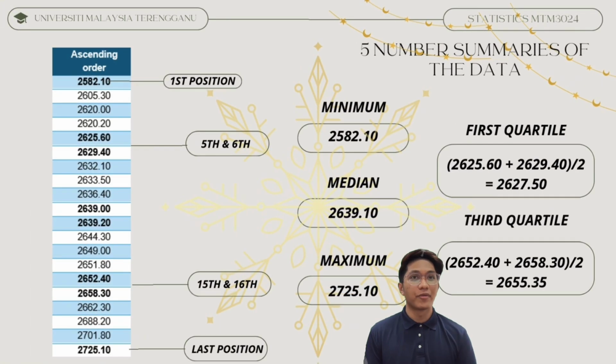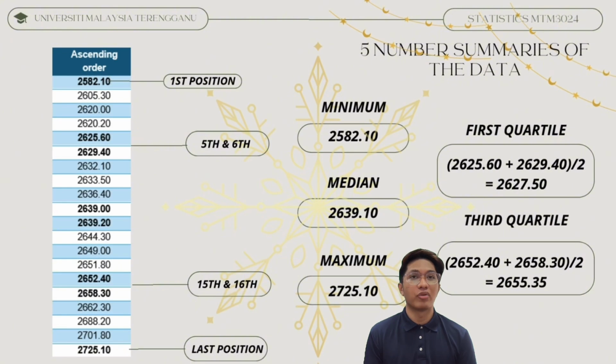The next step is 5 number summaries of the data. The first one is minimum. Minimum is the first position of the ascending order, which is 2,582.10, and then median, which we have calculated earlier, 2,639.10, and the third one is maximum, which is the last position of the ascending order, and that number is 2,725.10.